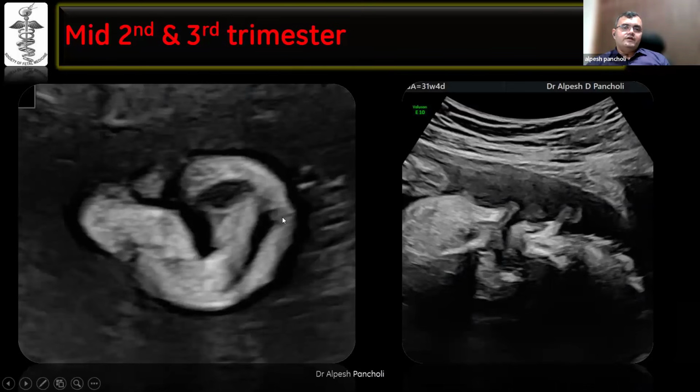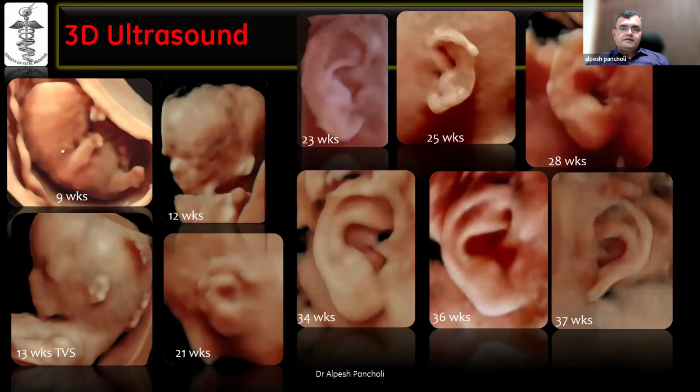This is a 2D still image of the pinna. Here we can see the normal morphology of the ear. This is the helix, antihelix, triangular fossa, scapha, tragus, antitragus, and the lobule. In the third trimester, we can also see the external auditory canal as well. But evaluation of the morphology is based on 3D ultrasound.